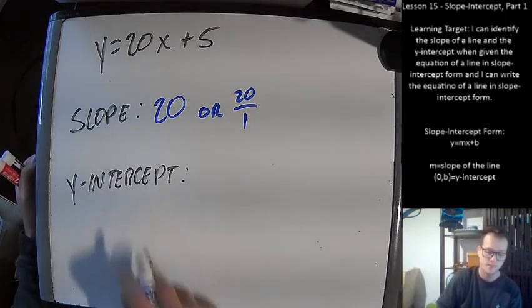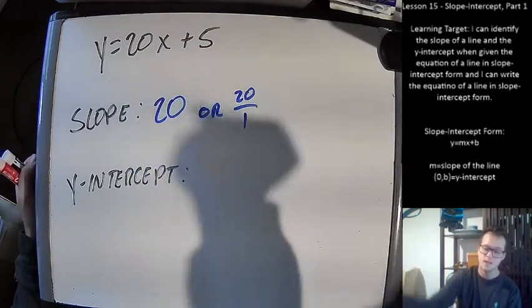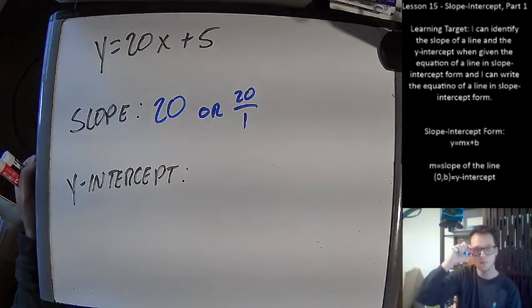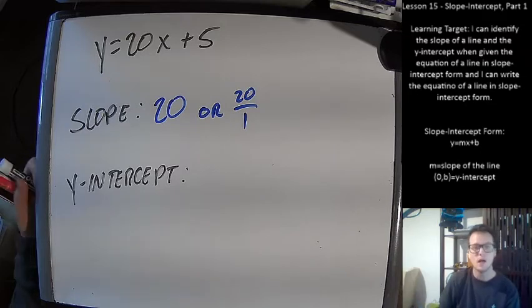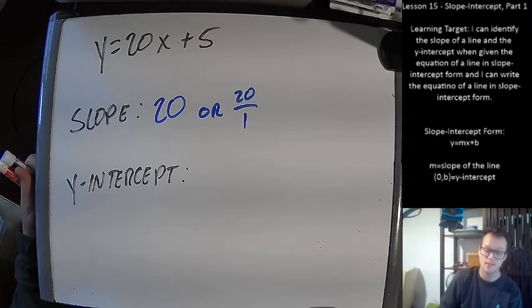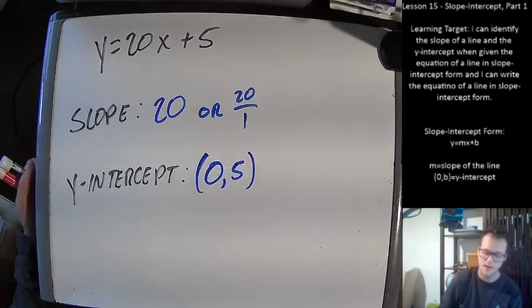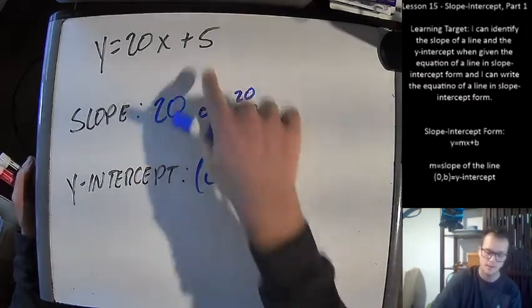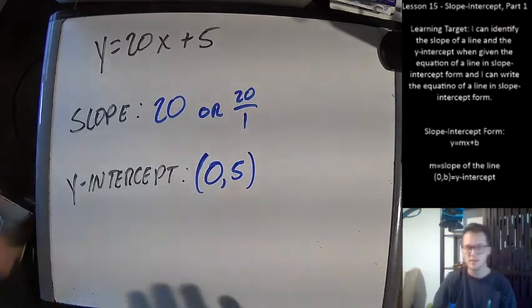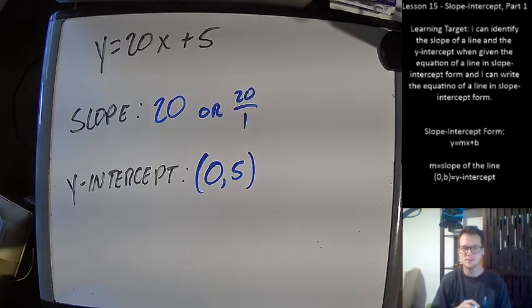The y-intercept, well, that's going to be the number at the end, but it's not quite that simple. We can't just write 5 in this case, because the y-intercept has an x-coordinate and a y-coordinate. The cool thing about it is the y-intercept always has an x-coordinate of 0. So the y-intercept is going to be (0, 5). The 5 comes from the b term, and the 0 is always going to be 0 because the y-intercept always has an x-coordinate of 0.